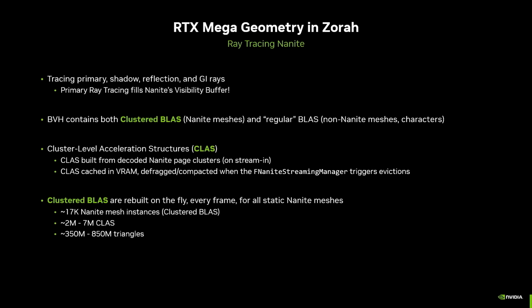And just some numbers for context. In Zorah, we don't have a ton of instances. We have about 17,000 nanite mesh instances, which are clustered BLASs in Zorah, but we have a lot of CLASs. We have anywhere from 2 million to 7 million CLASs, depending on what you're looking at, what resolution you're running at. And ultimately, this results in anywhere from 350 to 850 million triangles in the BVH at any given time. Which was really amazing that we got that much geometry in.